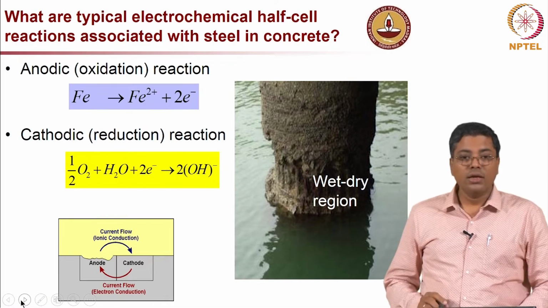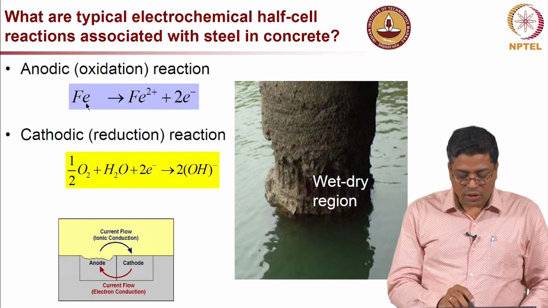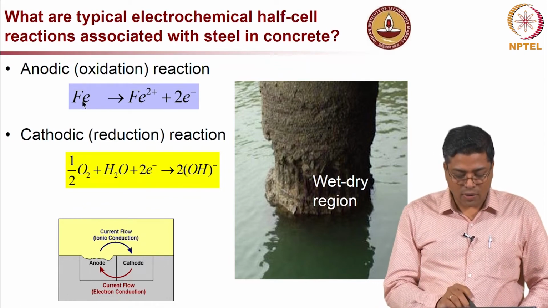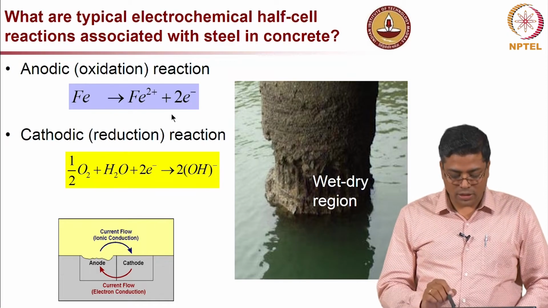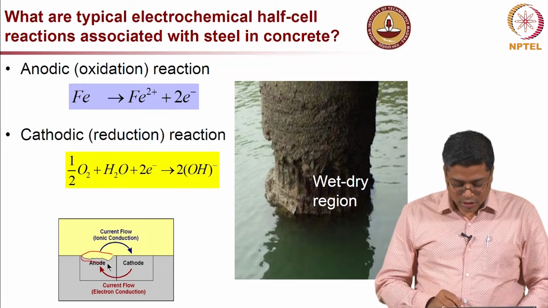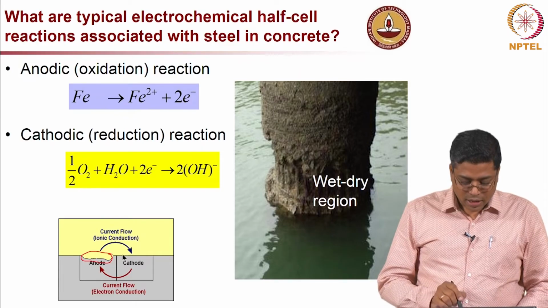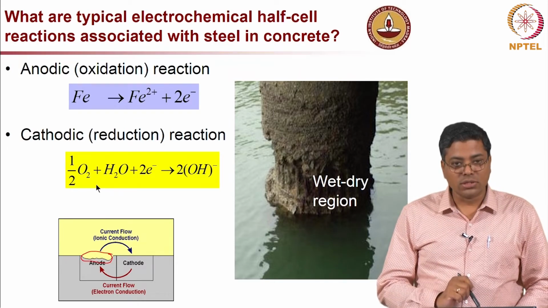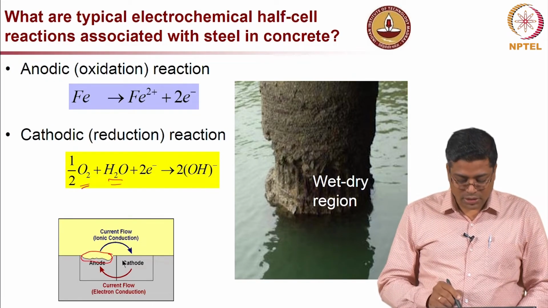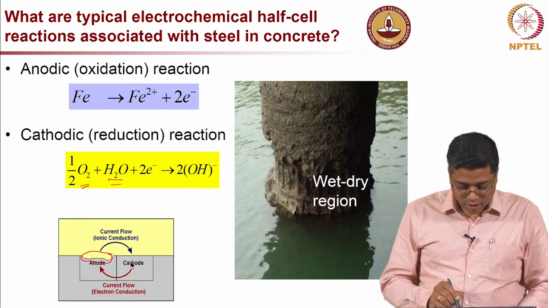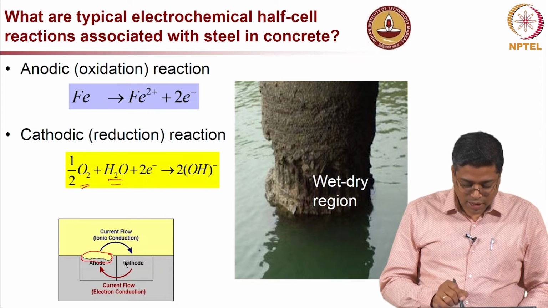So, what happens when you talk about steel in concrete, again a similar thing: on the anodic side you have iron which turns into Fe2+ and 2 electrons. You have this release of Fe2+ into the solution, and provided you have enough moisture and oxygen in that environment, what will happen is these two electrons which are coming from anode to cathode will combine at the cathodic site.